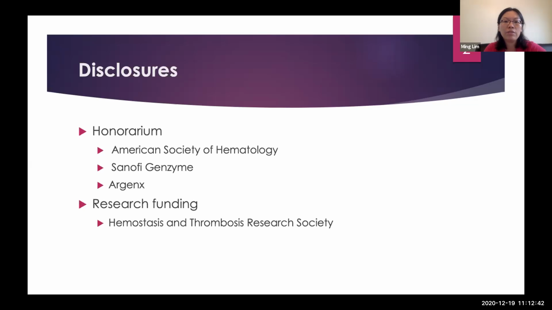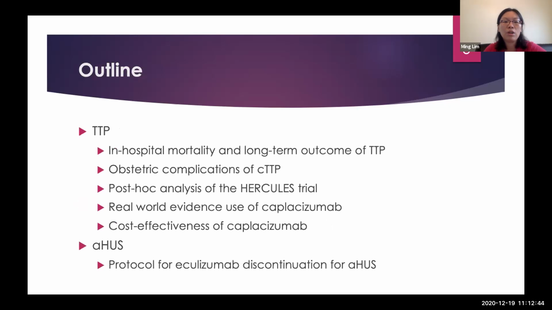For the outline of today, I am going to be talking about TTP, looking at in-hospital mortality and long-term outcomes of TTP, obstetric complications of congenital TTP, and some data on post-hoc analysis of the HERCULES trial, which I will briefly mention, the real-world evidence of the use of eculizumab and the cost-effectiveness of it. And in terms of atypical hemolytic uremic syndrome, we'll talk about a protocol for discontinuation of eculizumab.